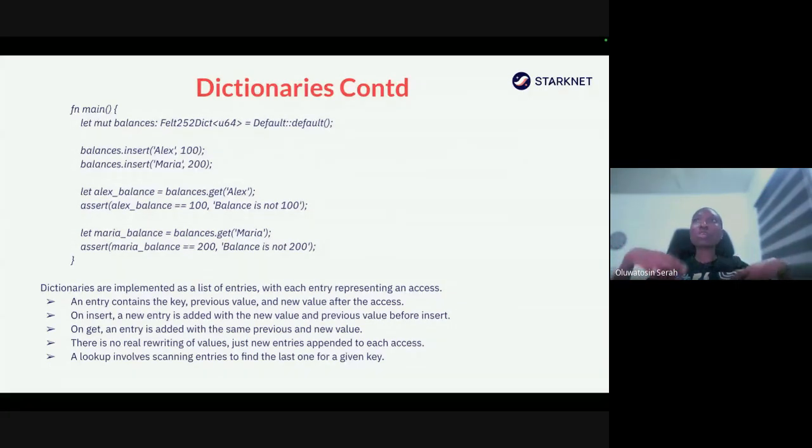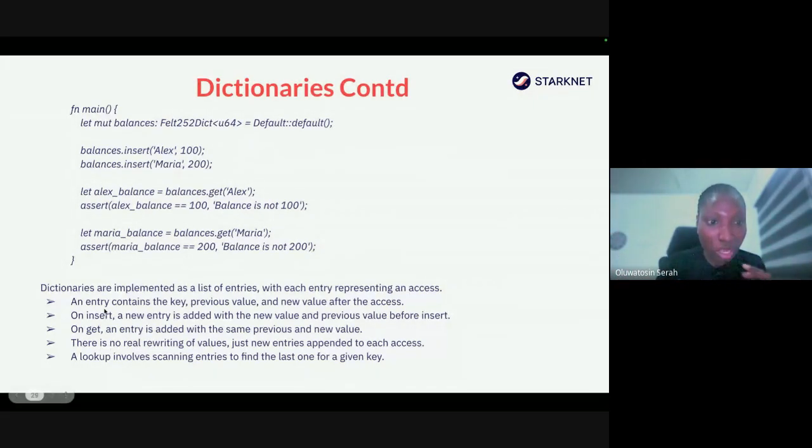So when you call the get method, the key is Maria, the previous value is 0, the new value is 50. If you come again and get the balance of Maria again, you call the get method again. The key is Maria. The previous value will now be 50. The new value will still be 50. So that's how this entry works. Anytime you access a dictionary, it is registering an entry like that.